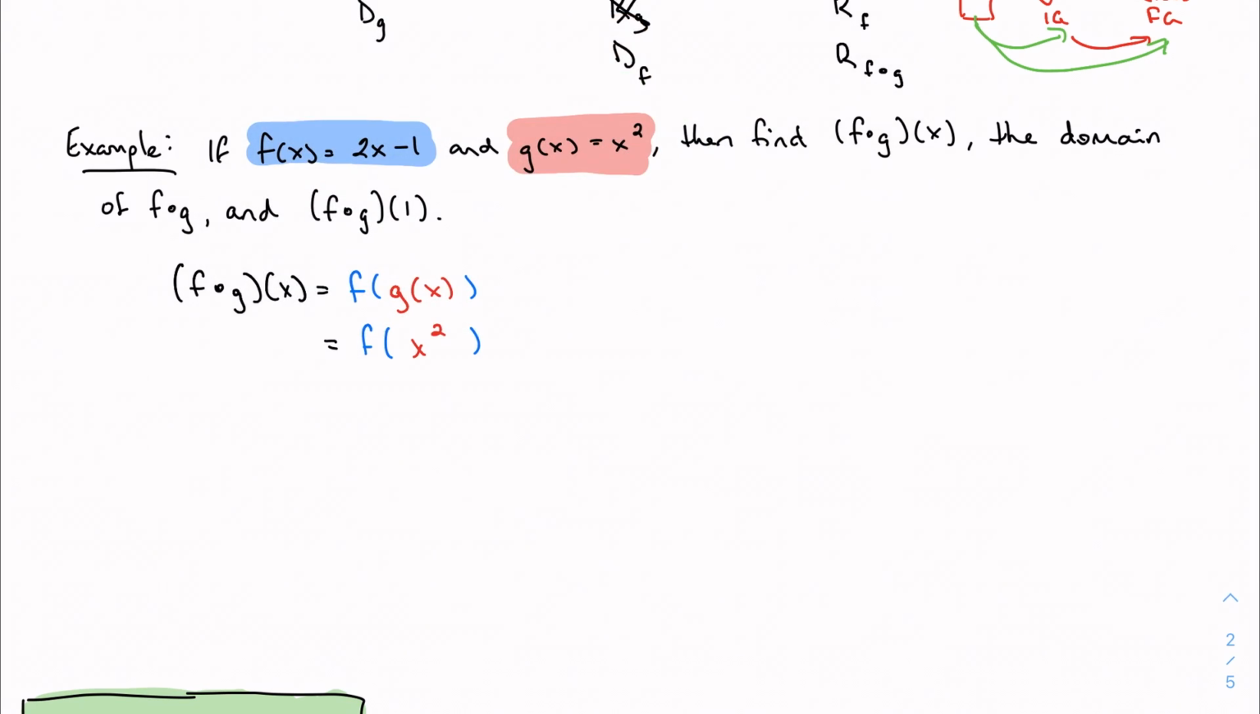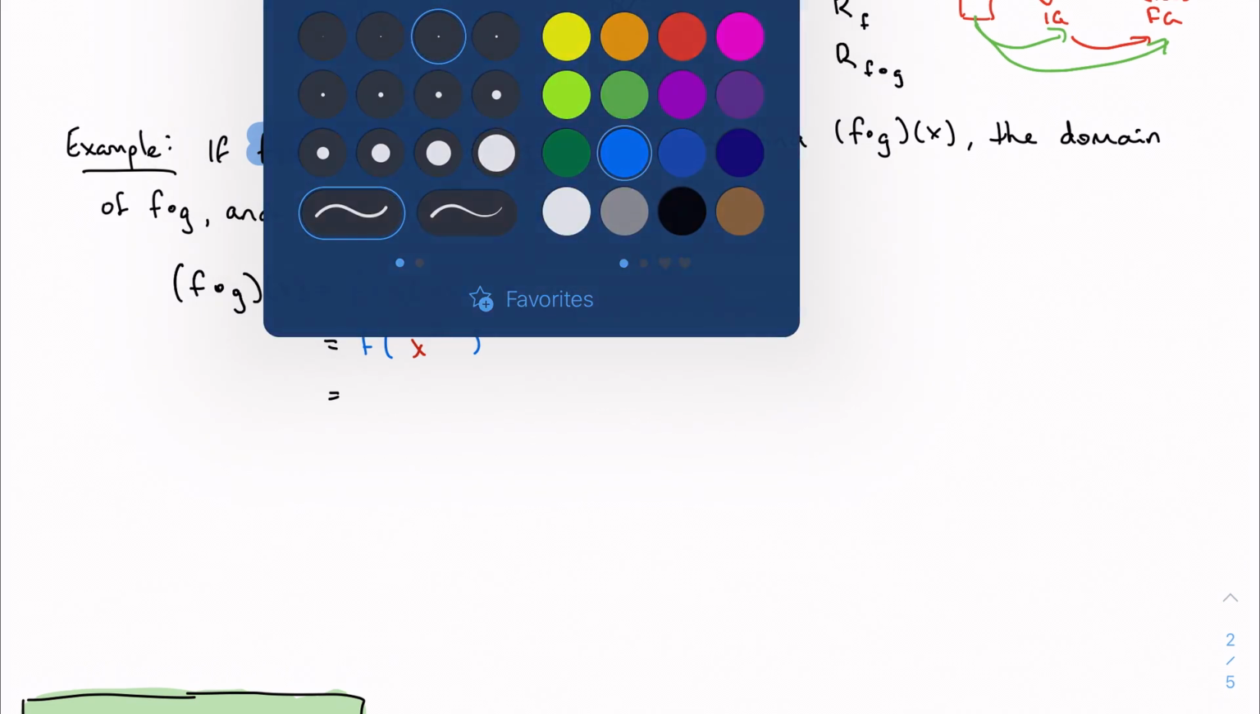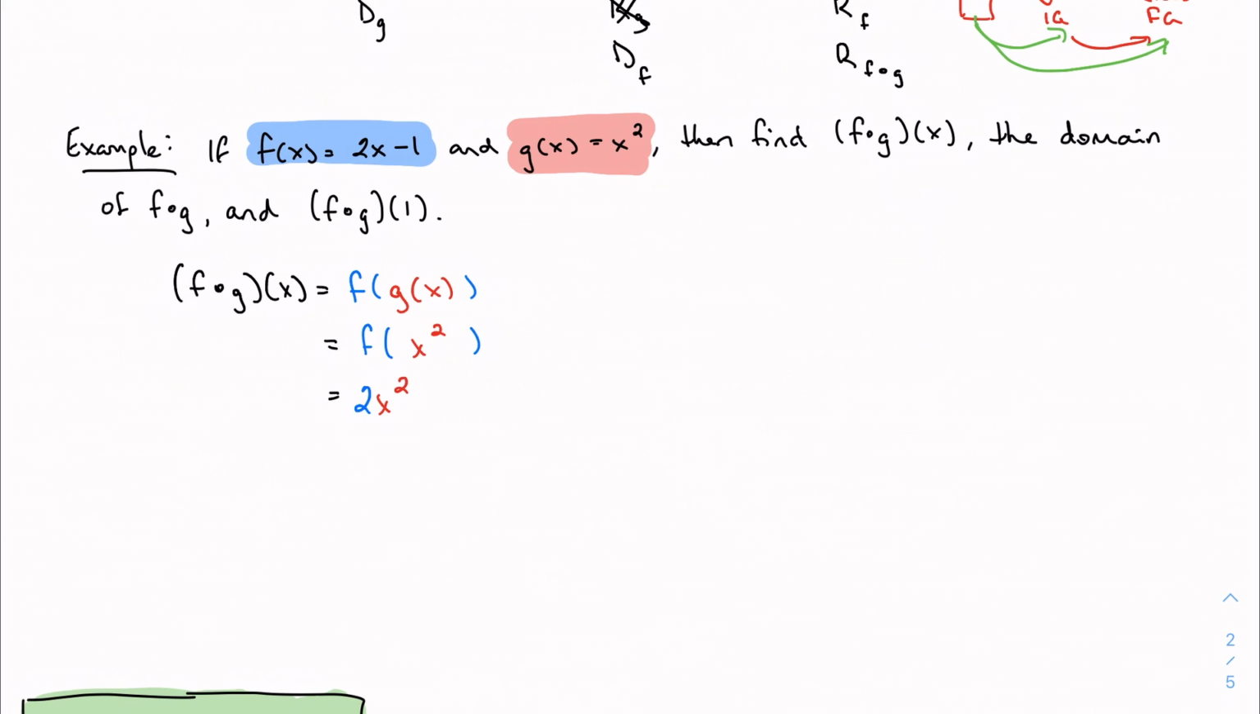Now remember, just like f of 1 tells me I'm going to evaluate the function for 1, I'm going to evaluate this function now using x squared. So my function becomes 2 times x squared minus 1. Whoops, wrong color. And there's my new function. There's my f of g of x. Done.